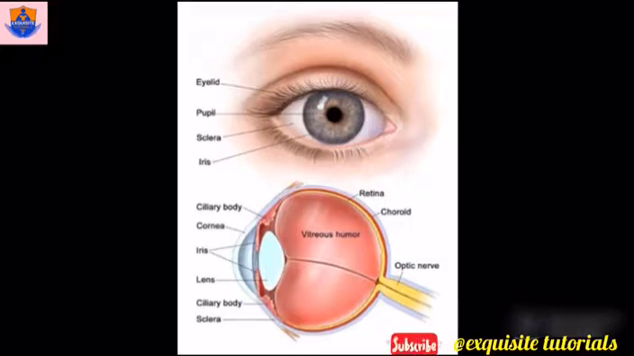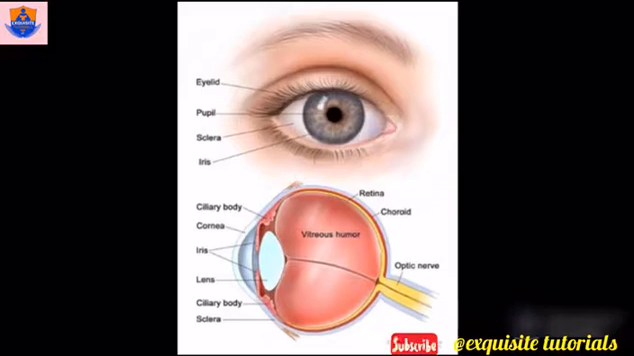Now the retina contains evenly distributed two types of sensory cells called the rods and the cones. Now, the rods have visual purple or rhodopsin, that is derived from vitamin A, and the cones have iodopsin. Remember, the rods have visual purple or rhodopsin, and the cones have iodopsin.